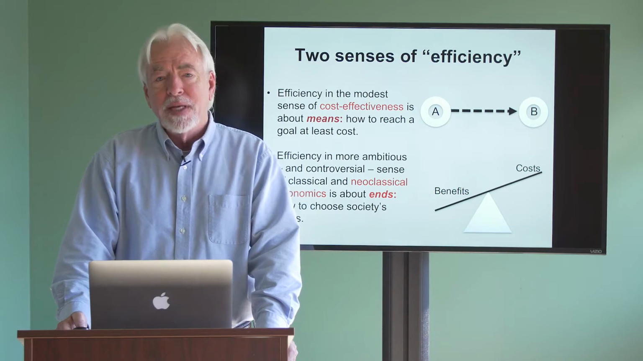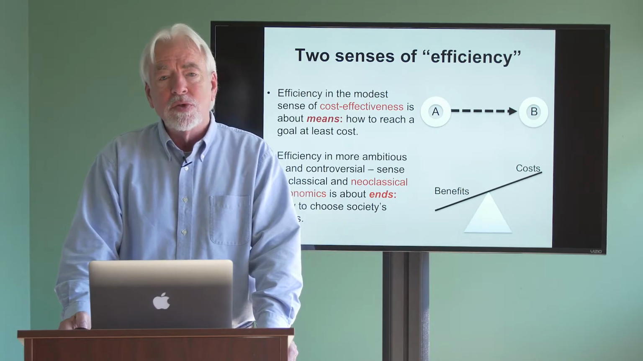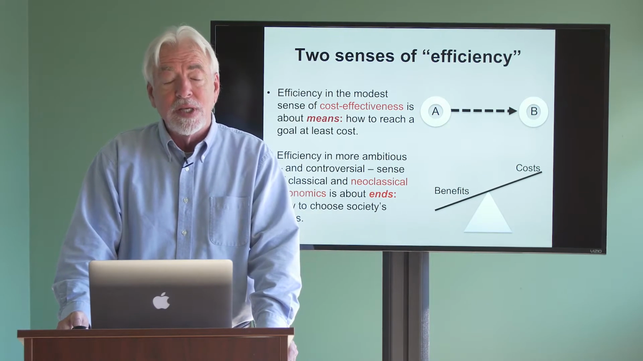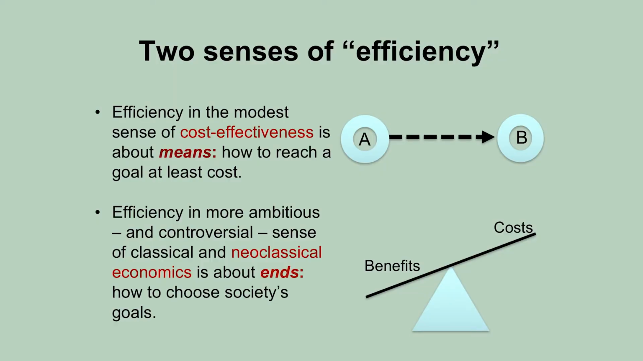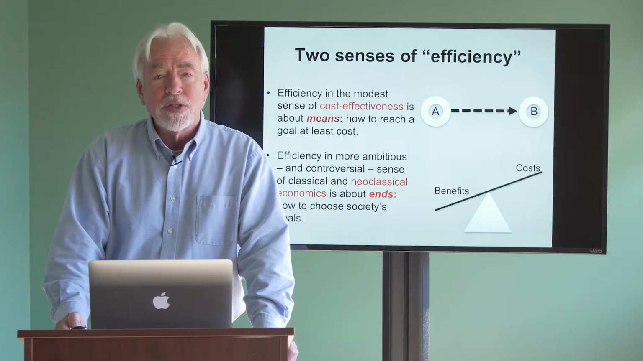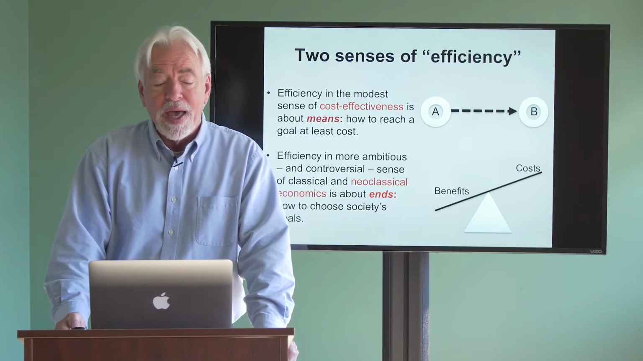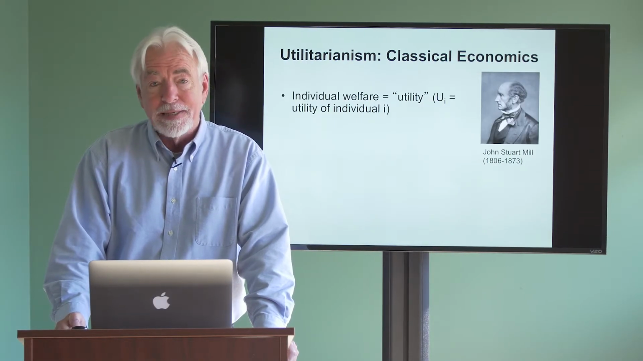The second meaning of efficiency, the one that's used by neoclassical economists, is more ambitious than that. It's not just about how to get from A to B most cost effectively. It's about how to decide where we want to go to begin with. It's about the choice of the ends. And it proposes that we should decide those ends, including the ends of environmental policy, by weighing up costs against benefits. Today, I want to talk with you about how that could be done or is done.